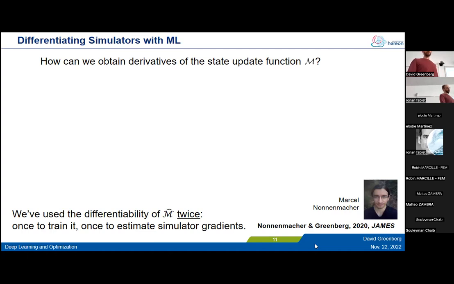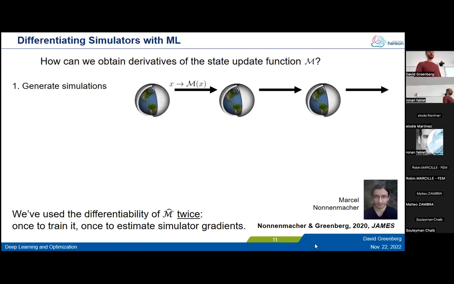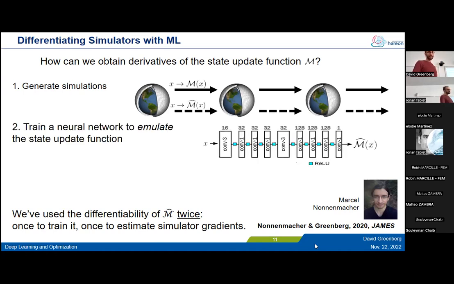So the strategy overall would be this. We can run our simulations with various initial states. We get the sequence of system states by running a simulation. We then use those simulations, which incorporate all our scientific knowledge in their code base, essentially, to train a neural network to emulate the state update function. So I'm showing one convolutional network here. I'll go into the question of architecture choice a little bit later.